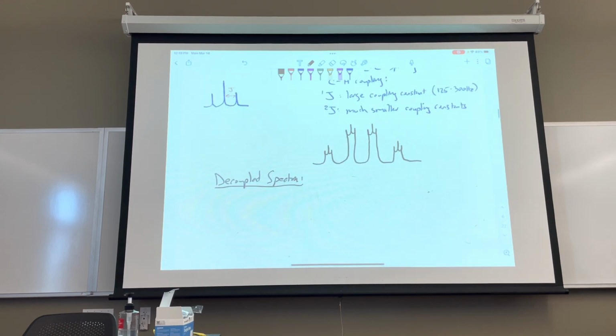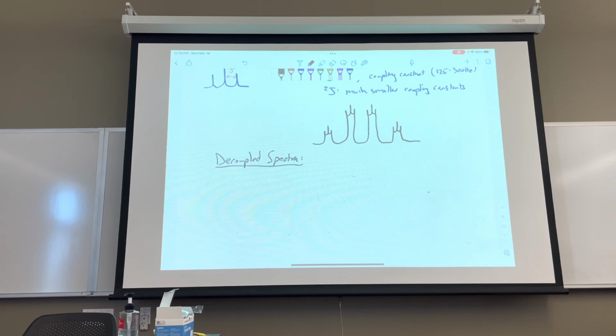And there's a couple ways that you can do this. When we say decoupling, what I mean is we're uncoupling the carbons from their protons. Okay, there's a couple ways you can do this. The first of which is what's called off-resonance decoupling. And this simply removes the 2J coupling.